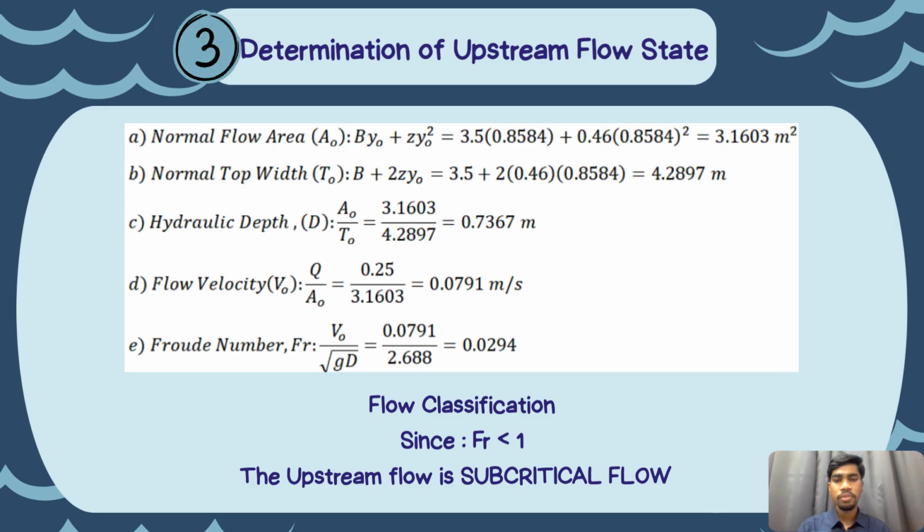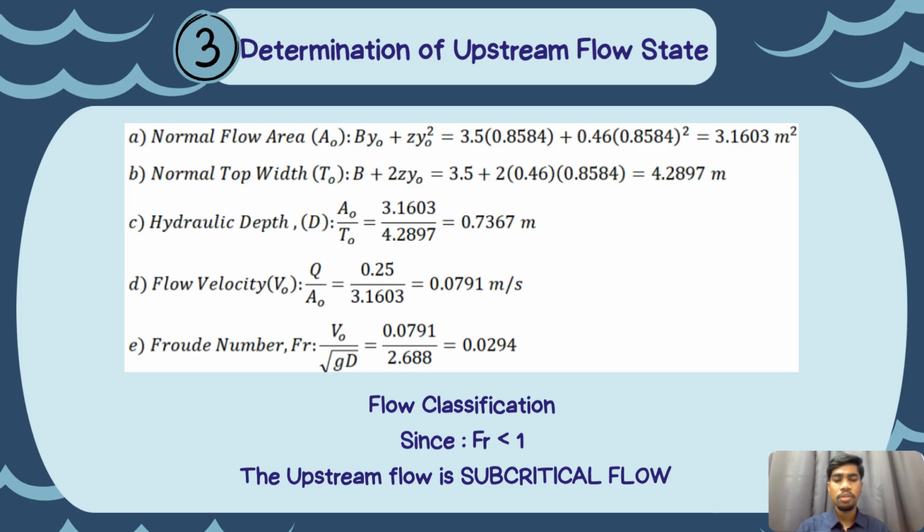The next part is determination of upstream flow state. The first is normal flow area AO, which is 3.5 times 0.8584 plus 0.46 times 0.8584 square. So the area is 3.1603 meter square. And for the normal top width, TO equals 3.5 plus 2 times 0.46 times 0.8584. So the T is 4.2897 meter. And for the hydraulic depth D, AO over TO, which is 3.1603 over 4.2897.